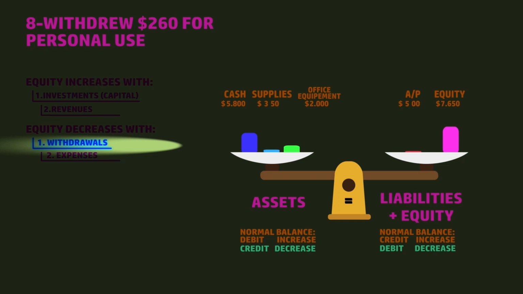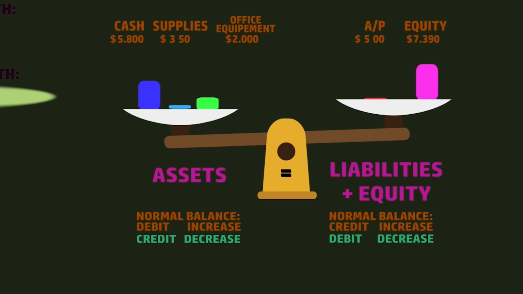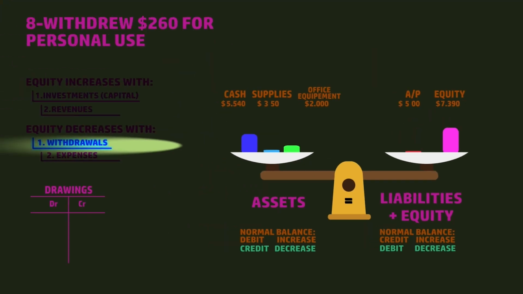Finally, withdrew $260 for personal use. Drawings reduce equity by $260 and the cash account under assets is reduced by $260. So we debit drawings and credit cash by $260.